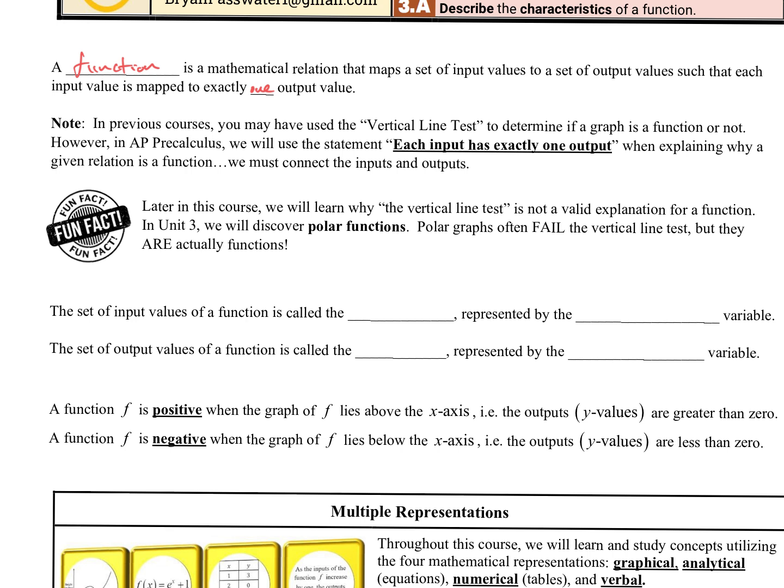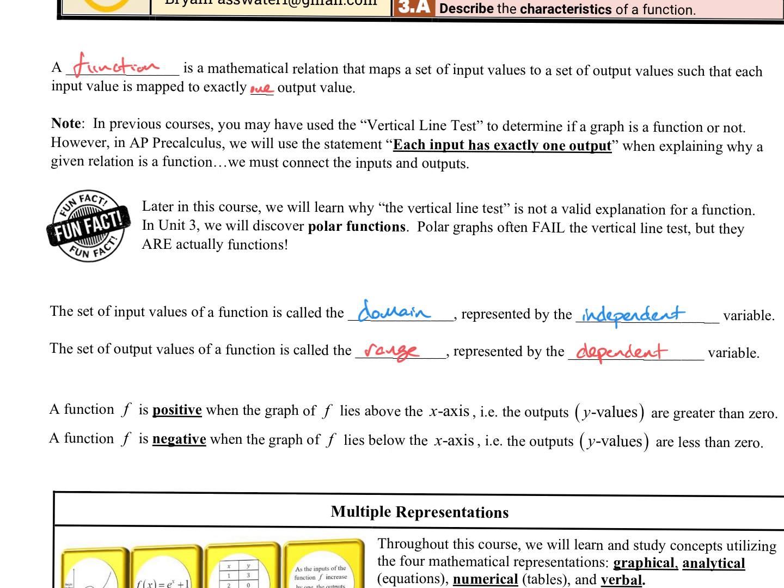And so a set of input values is called what? Our input values, usually we call them our X's most often. It's called something that starts with a D. Domain. It's our domain. And it represents the independent variables. All right. And the set of output values is called the what? It's not the domain, it's the what? It's the range. And that represents the dependent. The dependents change because of what's input. It's what's independent variables are put in there.